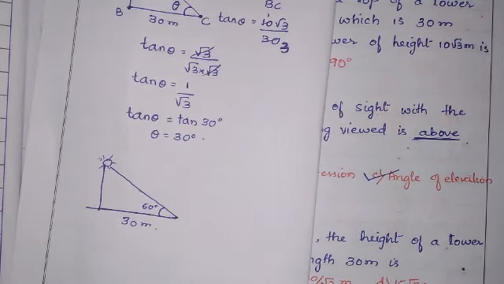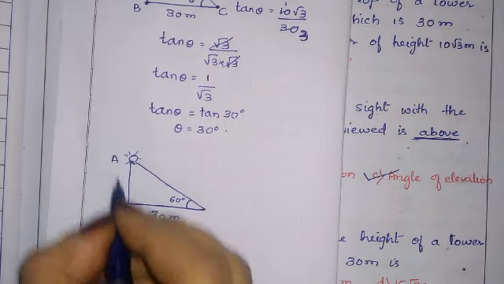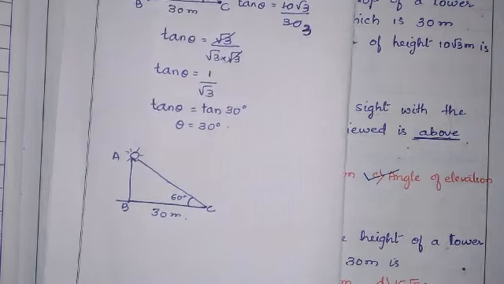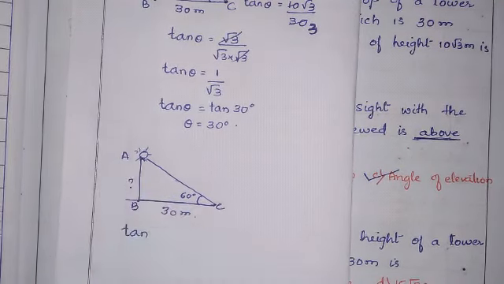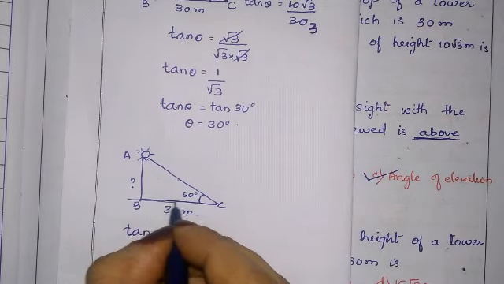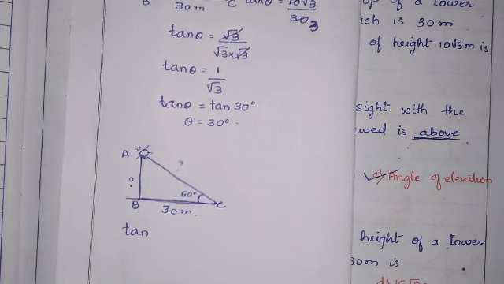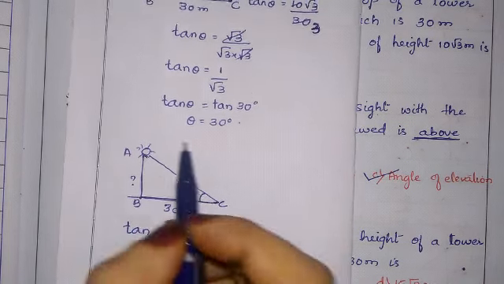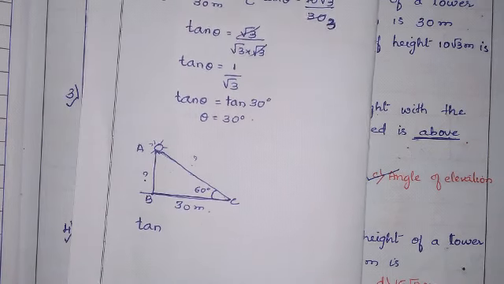Now what we have to find? Find the height of the tower. Let us consider again A, B, C. Now tan 30. Why tan only? Because we need the opposite side and we have the adjacent side. If they ask us to find the hypotenuse, in that situation we have to go for sine or cos. They didn't ask us to find the hypotenuse side.